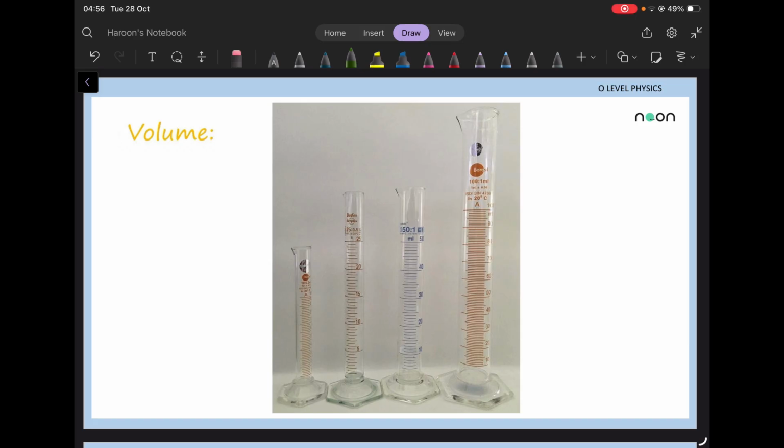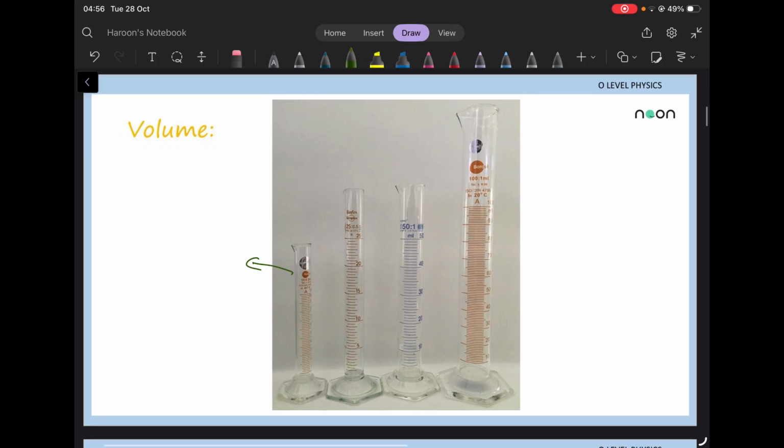Next, in terms of volumes, we have three or four different measuring cylinders over here. The most accurate would be the smallest one, just like the micrometer screw gauge was the most precise. So this will give us the best reading. This is the most accurate or precise, and this one, the biggest one, would be the least accurate. So whenever the examiner tells you to find the most accurate volume, which measuring cylinder do we take? We always take the smallest measuring cylinder possible.